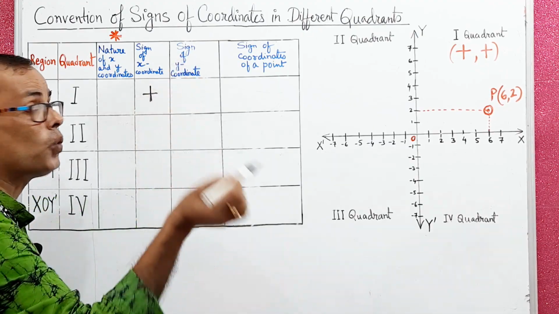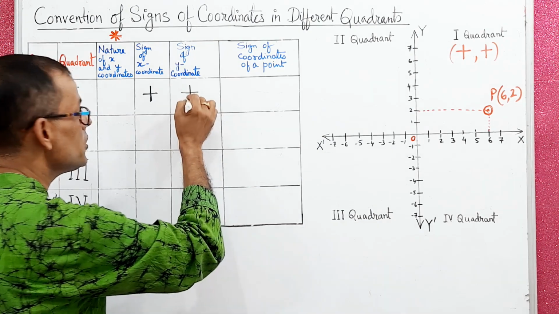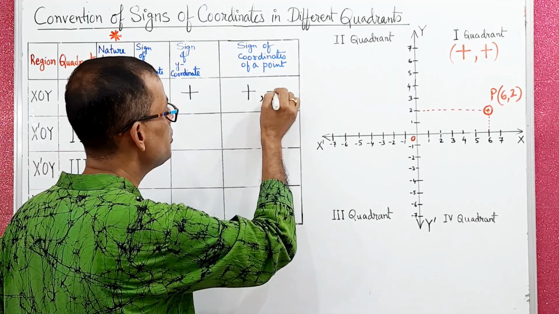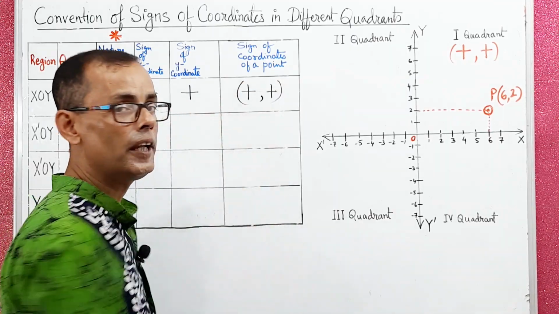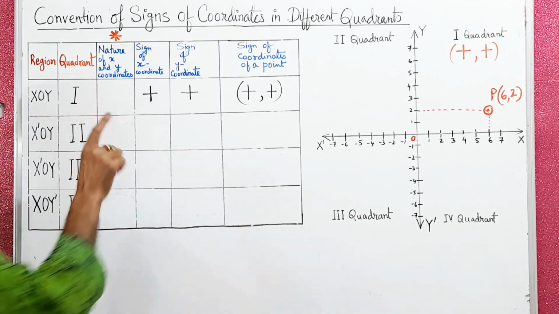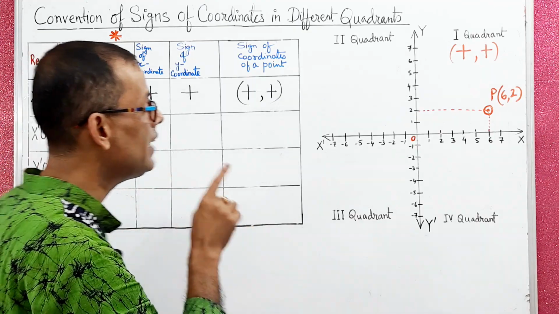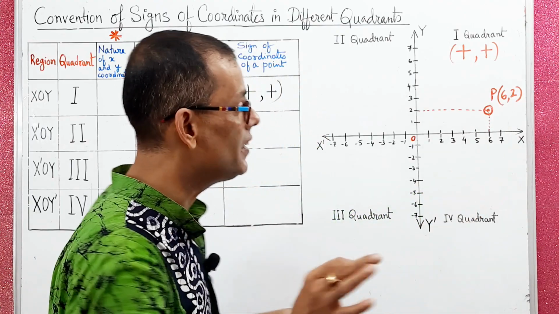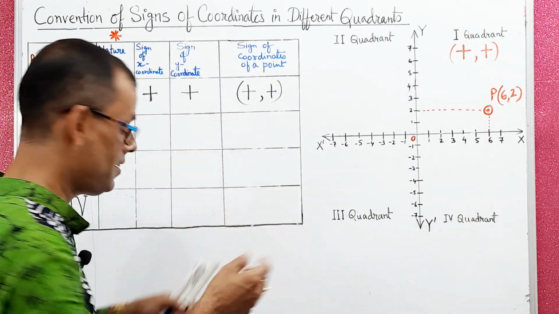And the sign of the y coordinate will be what? Positive. And together, the sign I will write what? Positive, positive. Okay, so this is the thing. And now coming to the most important thing, nature. So if you see nicely, the value of x is 6. 6 is obviously greater than 0.